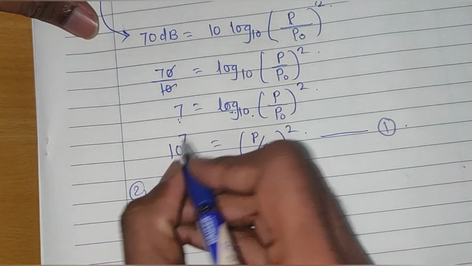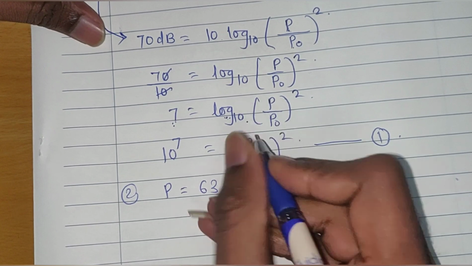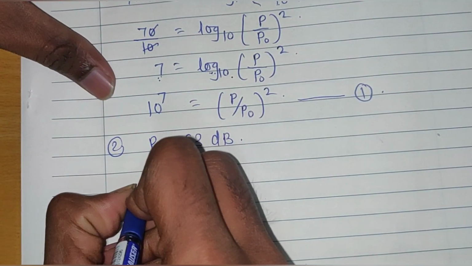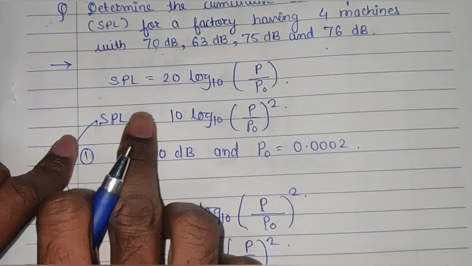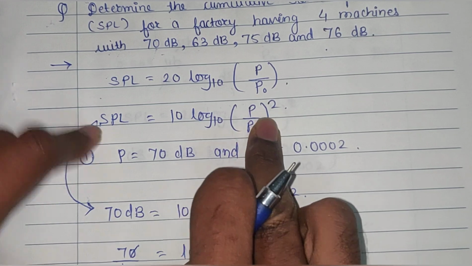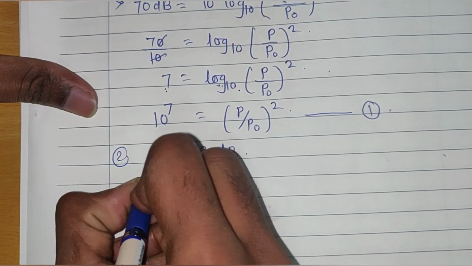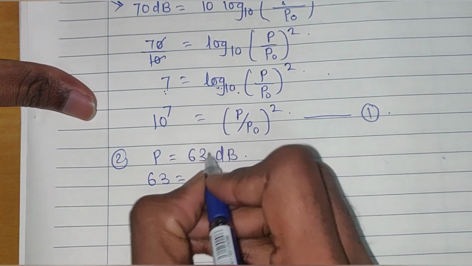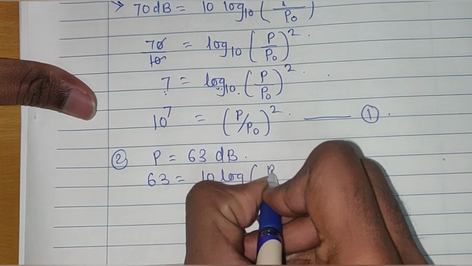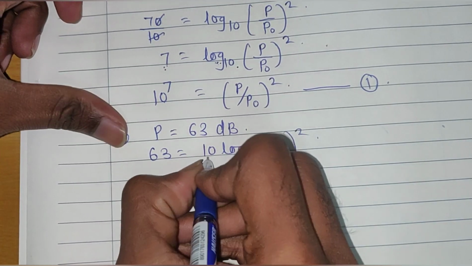Next we will do it for the second machine, which produces a sound pressure level of 63 decibel. Okay, that means again write this formula. SPL is equal to 10 log to the base 10 (P upon P naught) whole square. I am writing the values directly. 63 decibel is equal to 10 log (P upon P naught) whole square.